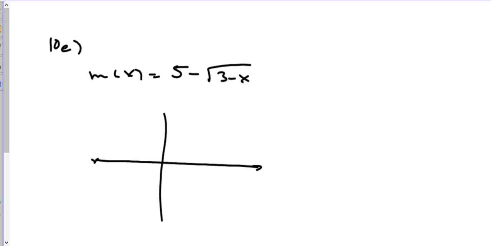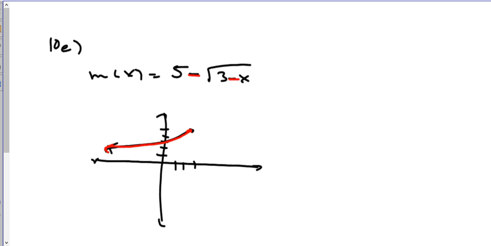All right, this is 10e. We have m of x equals 5 minus square root of 3 minus x. So this one right here, we're moving this one up 5, 1, 2, 3, 4, 5. This is a keep up function. Moving it to the right 3, 1, 2, 3. This is going to be flipped. It should look like that. Reflected over the x and y axis because we have a negative here and a negative there in front of the x. So that is where our graph is going to be.